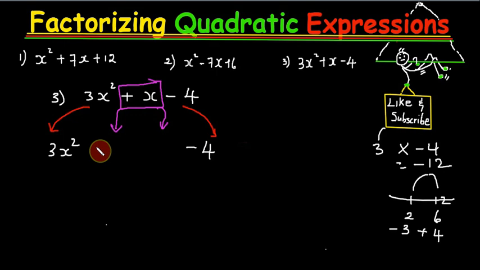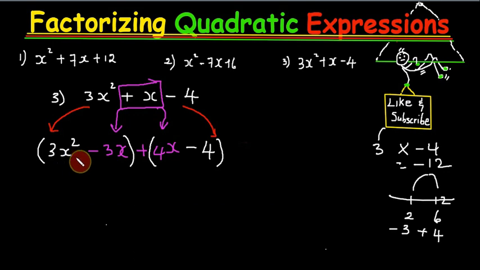So what do we write? Negative 3x, because we're dealing with x here, negative 3x plus 4x. So what do we do? Let us find out. We group. Alright, so what do we do next?